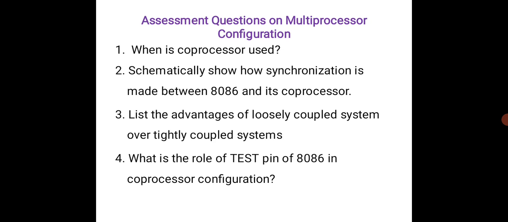These are the possible assessment questions. When is a coprocessor used? How do you synchronize the 8086 and its coprocessor? What are the advantages of going for a loosely coupled system over a tightly coupled system? What is the role of the test pin of 8086 in coprocessor configuration?